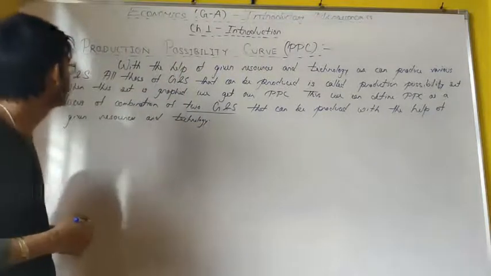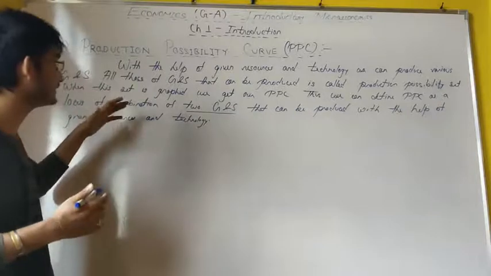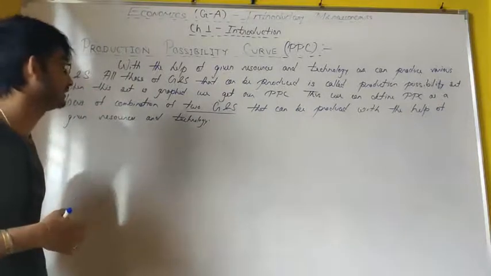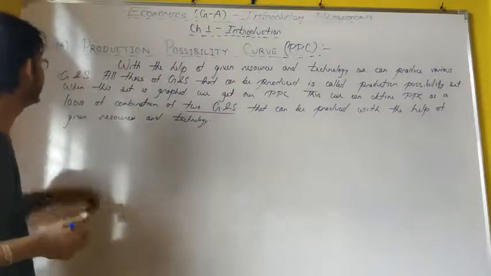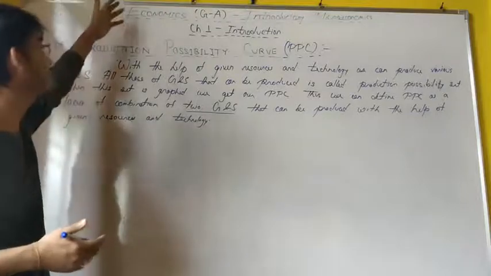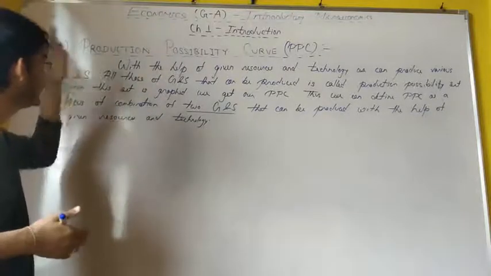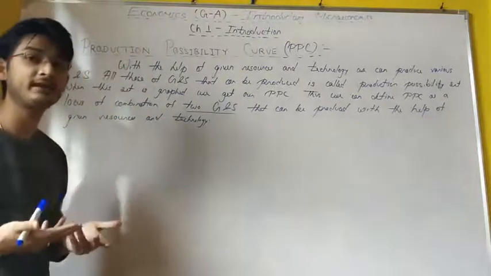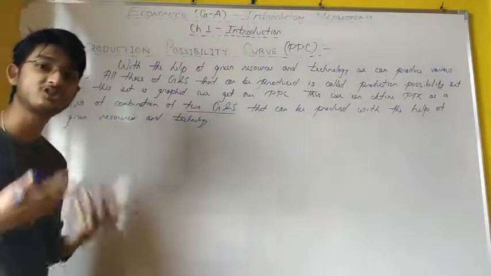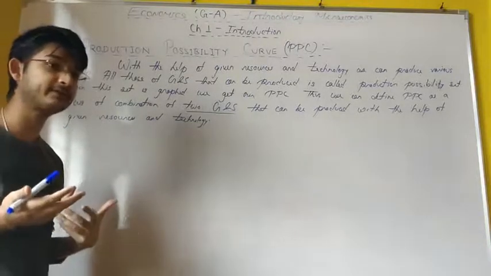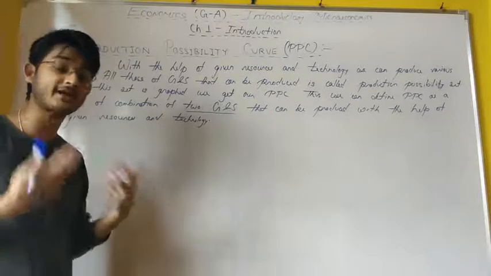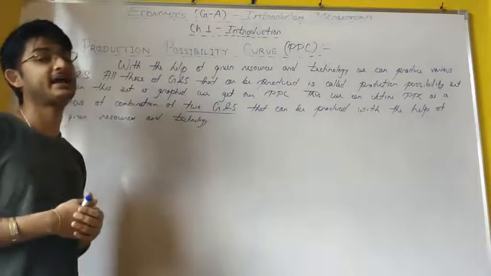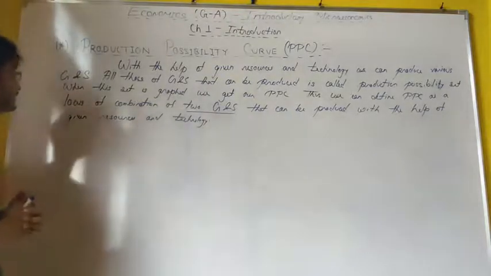Production possibilities are not something very complex. The name already suggests what this could be. It is a curve that is showing various production possibilities, that means whatever possible combinations of production we can do with the help of given resources.